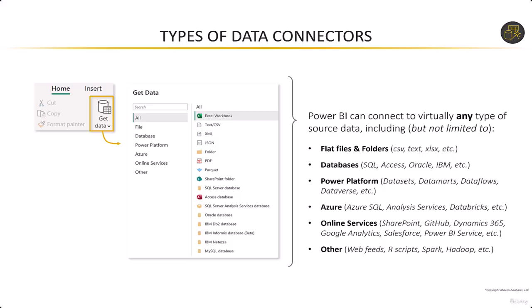You can connect to just about any type of source data, including flat files like Excel workbooks and folders, databases like SQL, Access, Oracle, and IBM, Power Platform datasets, data marts, and data flows, and online services, which are a bit more specialized, like GitHub and Salesforce, and other sources like web feeds, R scripts, Hadoop, and more. So just tons of options for connecting to data. Now, I'm not going to cover each and every data connector, but let's open up Power BI and we'll take a look at what this library looks like.